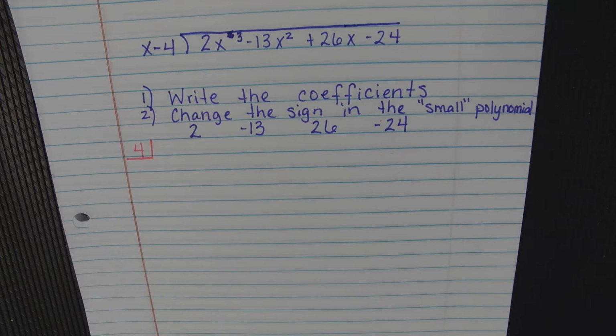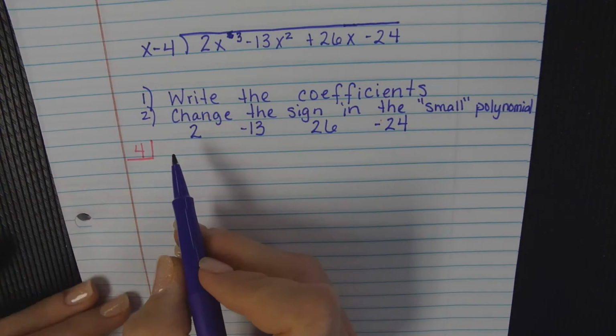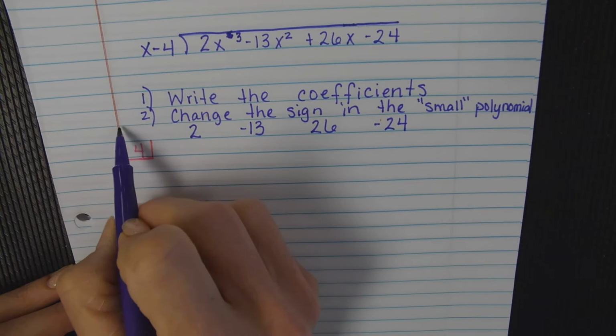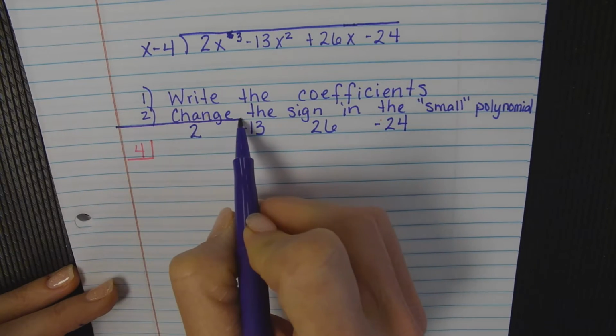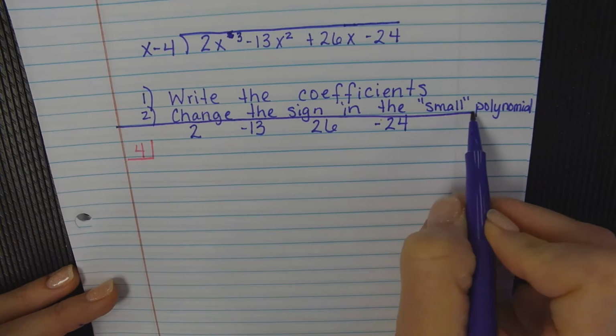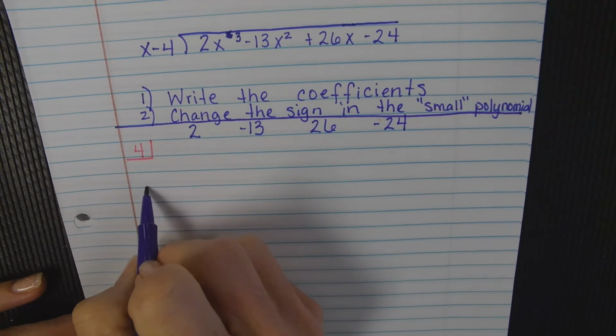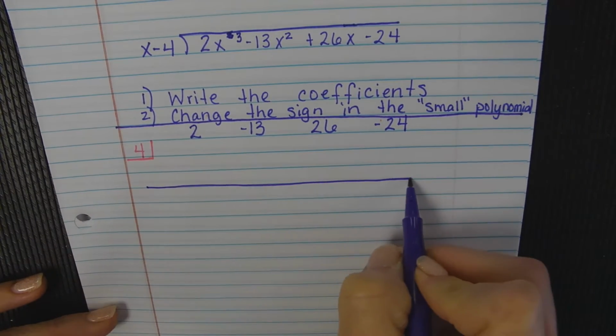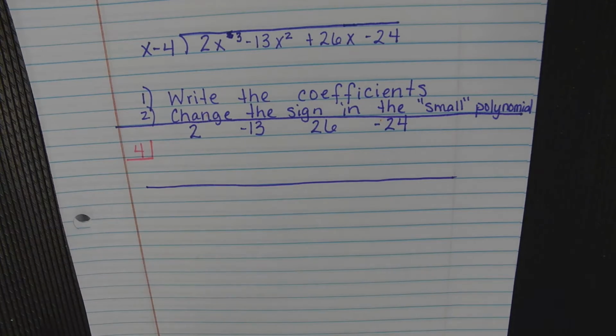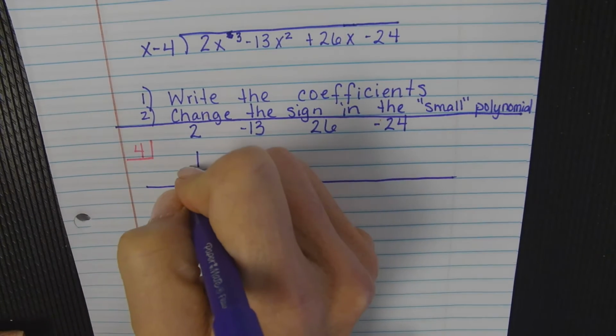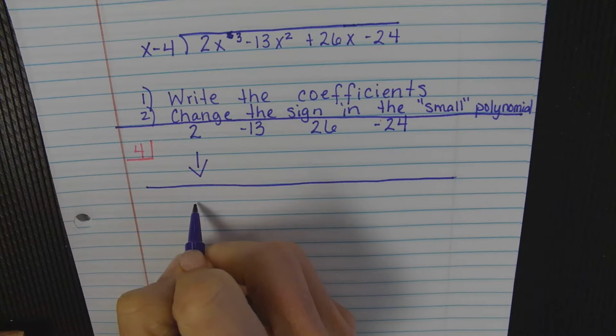Okay, and if you notice where I put it. Yeah, it's kind of, but what am I not putting right now? The variables, right? So I'm going to just draw a line to separate. And now we are going to do synthetic division. All right, this is just a process. First step, bring the 2 down.